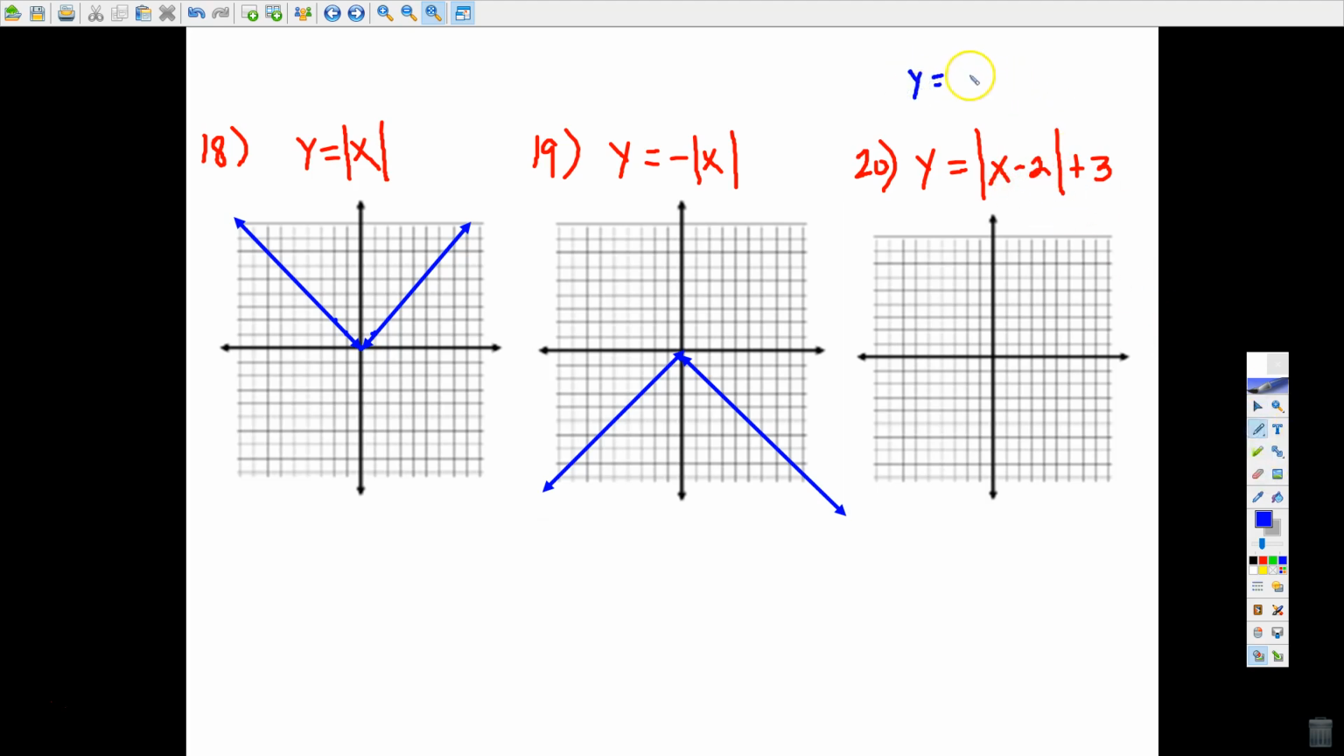Here's how we describe translations in general. Whatever h is means a horizontal move. In this case, h is 2, positive. So I'm going to move 2 places to the right. K means how I'm going to move vertically. Positive 3 means up 3. So I'm taking the points on that parent and I'm shifting them right 2 and up 3. And it looks something like this.